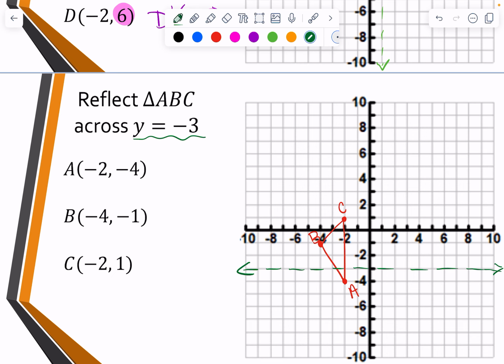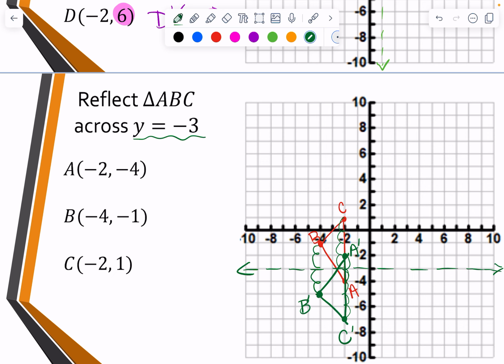Anything above the line is going to reflect below it, and it will be equidistant. So if I start here at B, I have 2 above it. So now I'm going to go 2 below it, and there's going to be B prime. A is 1 below it, so I'm going to go 1 above it, and that will be A prime. C is 1, 2, 3, 4 above it. So I'm going to go 1, 2, 3, 4 below it, and that will be C prime. And there is our image.